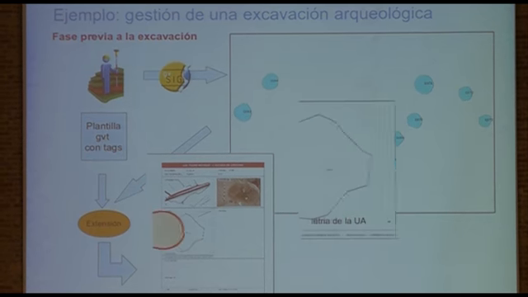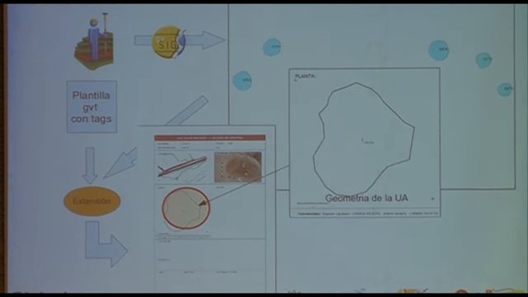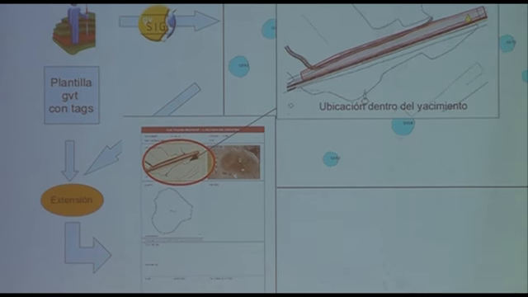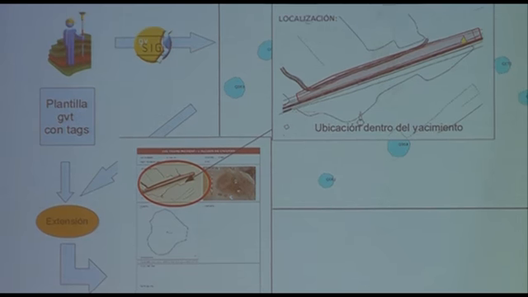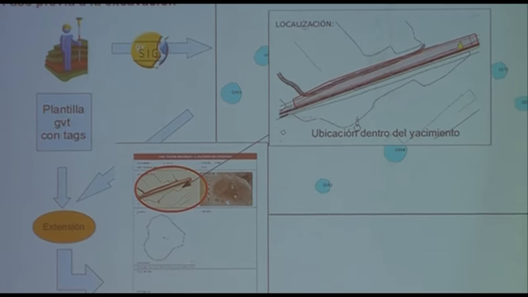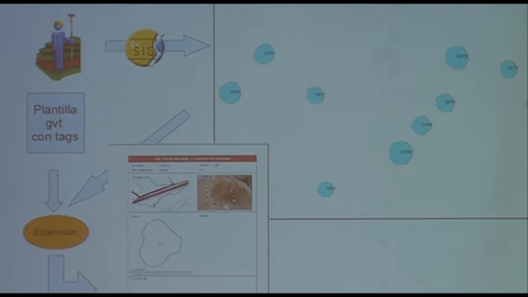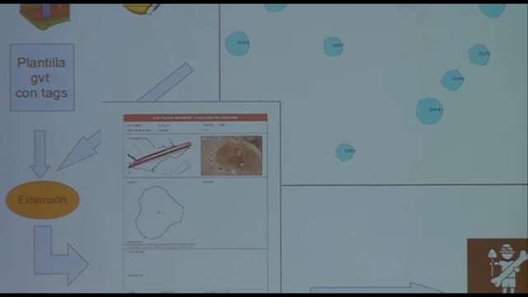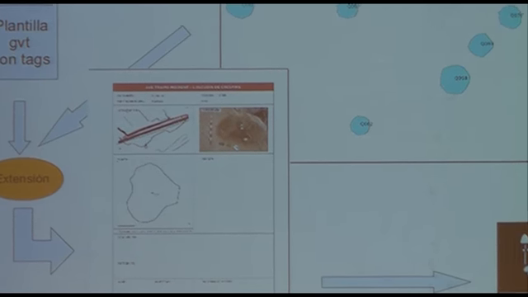Here it is. The sheet included, on the one hand, the geometry of the action unit with its coordinates, and on the other, the location in the site. Thus, the archaeologist could go on site and find the right spot where he or she was going to dig. This information was given to the archaeologists, and then during the digging, the archaeologists would fill in the form.